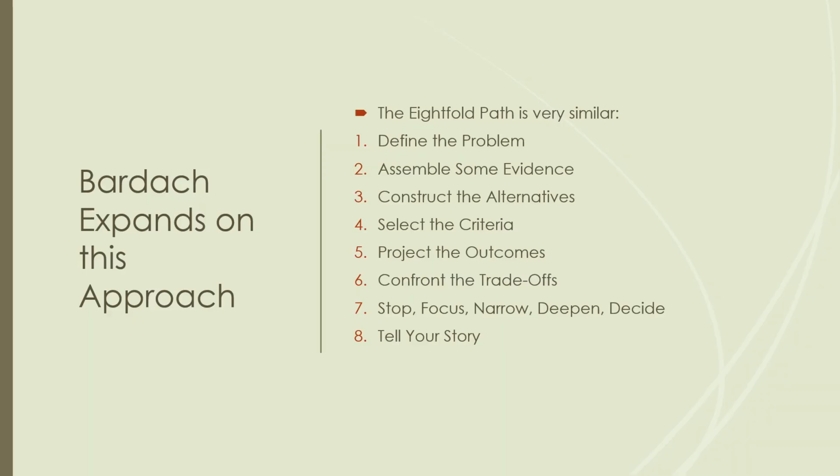Now, Bardach expands on this approach, and he actually lists 8 steps, or the eightfold path to policy analysis. Define the problem, assemble some evidence, construct the alternatives, select the criteria, project the outcomes, which is much of what the criteria alternatives matrix would do. Confront the trade-offs. You know, what are you losing in order to get one alternative over another?